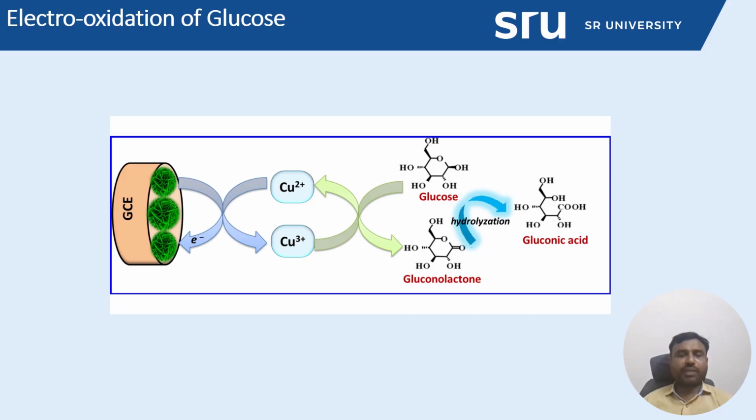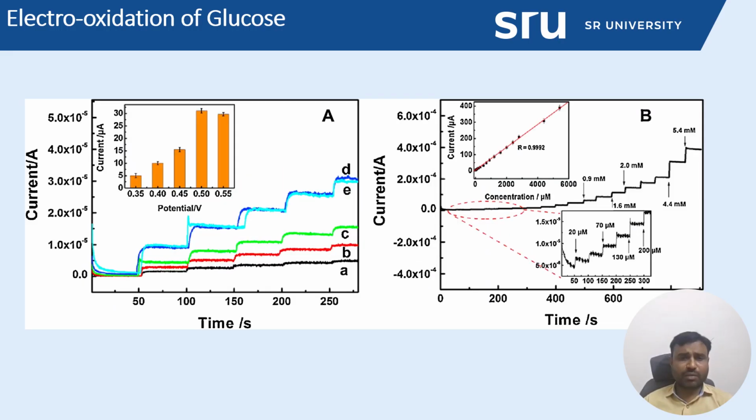And we have also applied it for glucose electrochemical oxidation. In the previous lesson we discussed the parameters that influence the copper sulfide flower-like morphology for effective electrooxidation of glucose. We also discussed the optimization of potential on the copper sulfide flower-like modified electrode, with a working range from 120 micromolar to 5.4 millimolar. The modified electrode was able to detect glucose over a wide concentration range.